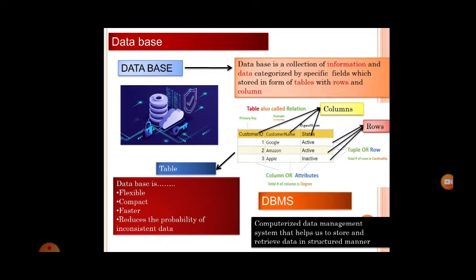Then it reduces the probability of inconsistent data. Yes, it reduces that, so the data will be correct as far as possible. The computer will not make any mistakes, so the data will be accurate. So if we have fed the data correctly, the data will be accurate.